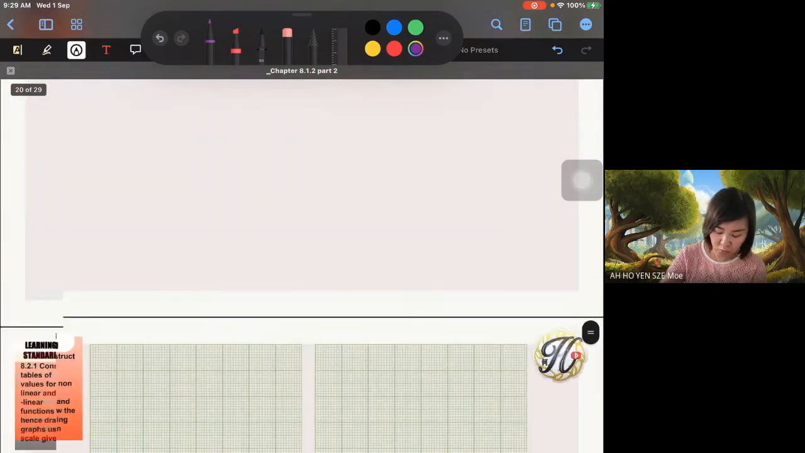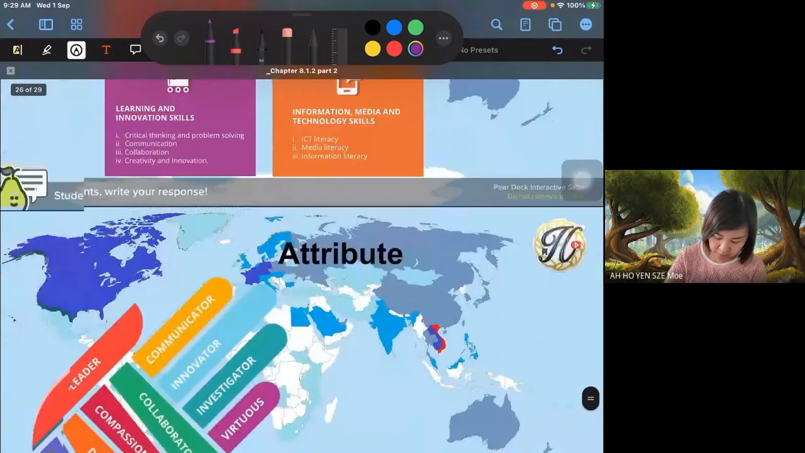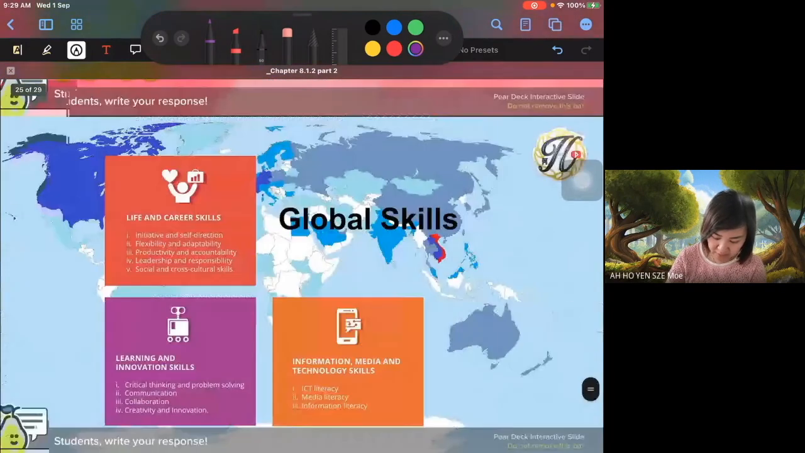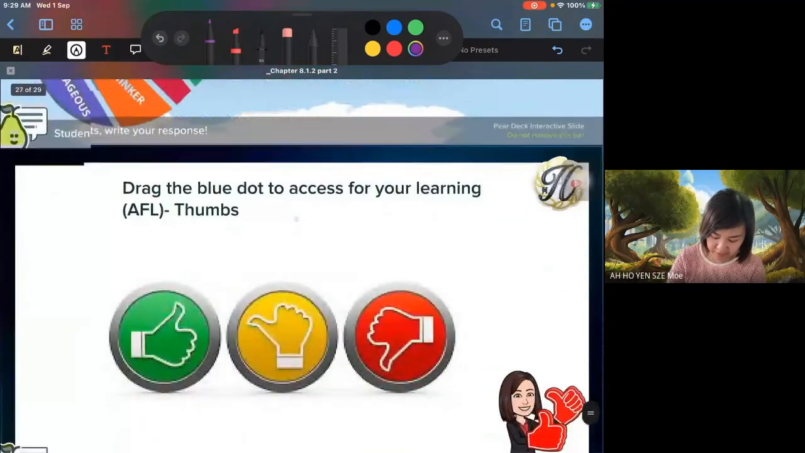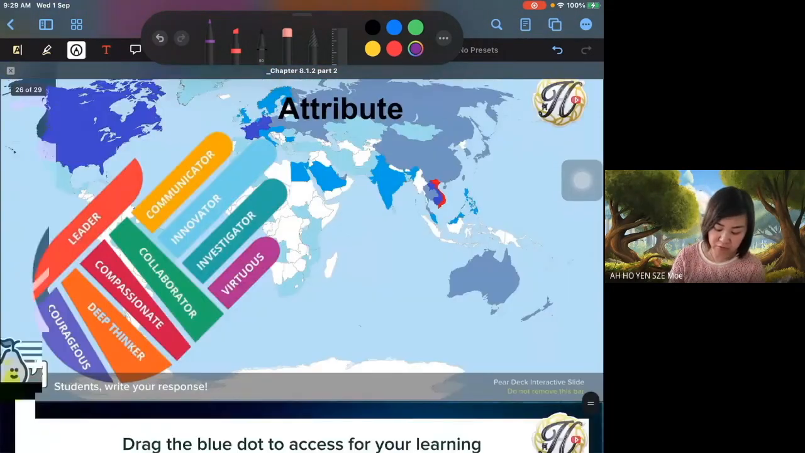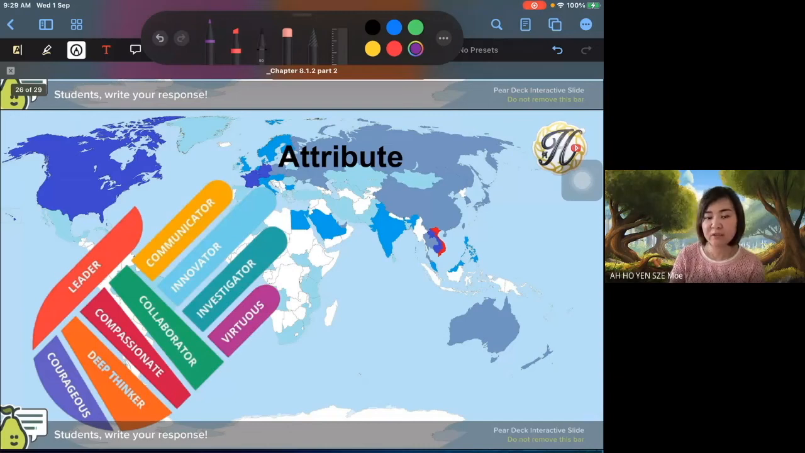So tell me, what is the attribute? Write your response in the chat. Global scale I no need, because I want the attribute. What's the attribute that has already developed in yourself after this lesson? Investigator, deep thinker. What else? Innovative? Courageous also, right?